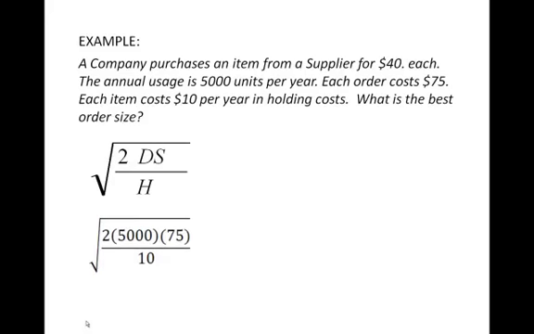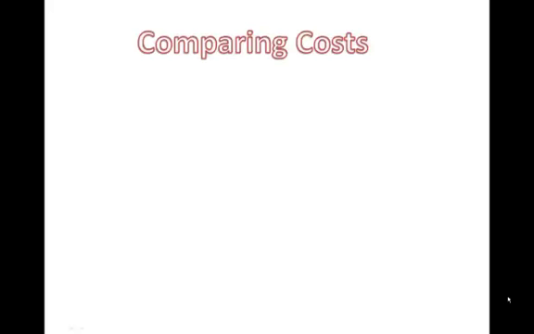So we'll substitute 5,000 for D, the annual demand. We'll put $75 for our S, our setup cost, and our holding cost is $10. We find here that our EOQ is 273.86. Of course, we can't order 0.86 of a unit. Let's assume that we can order a whole number that we want, so we'll round our EOQ up to 274 units. Let's assume that we have decided to use this economic order quantity of 274 units.